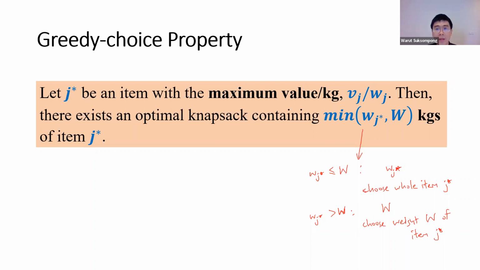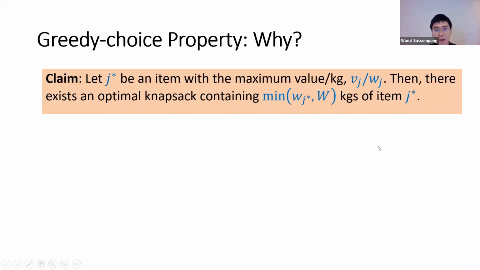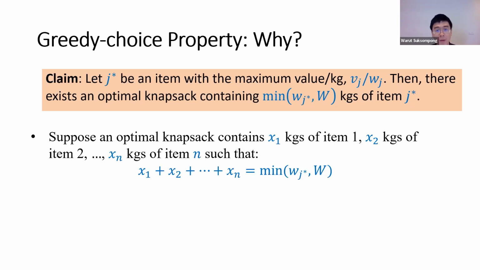Okay. So why does this work? We need to prove that this actually works, so that there is an optimal knapsack that contains this quantity, as much as possible of item j star.